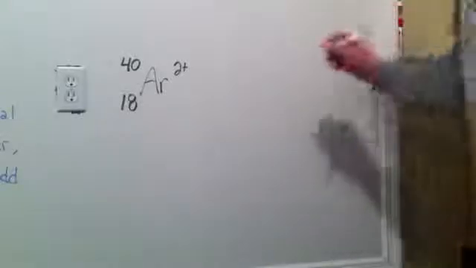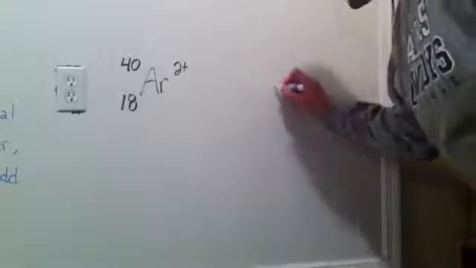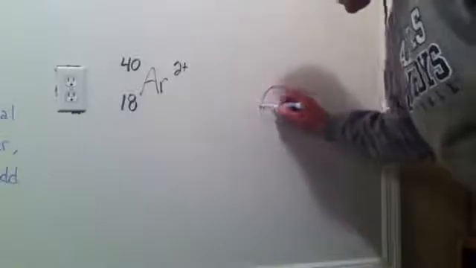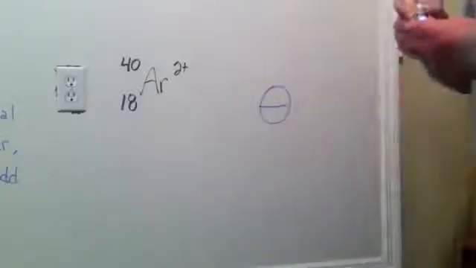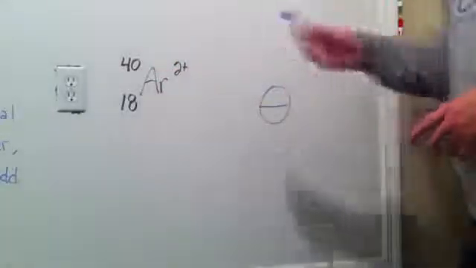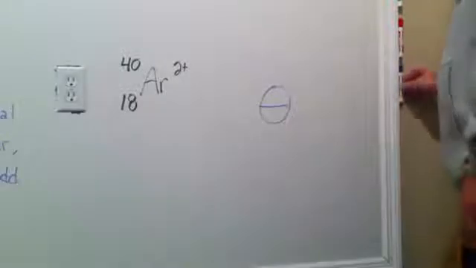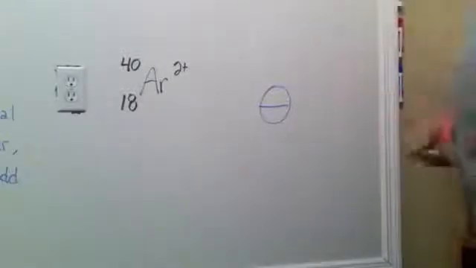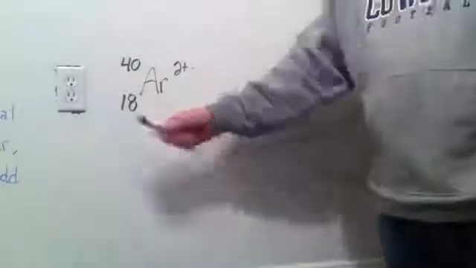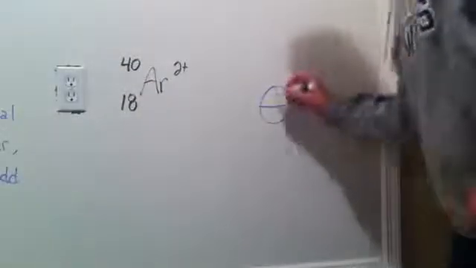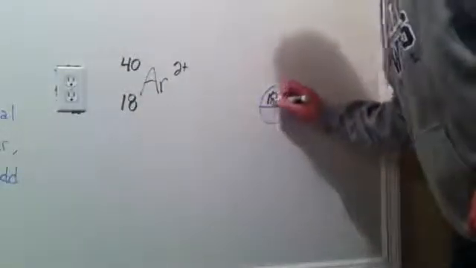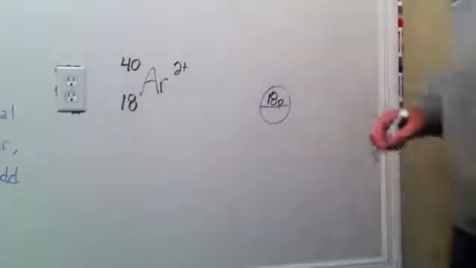Okay, thank you. So now we're going to take a look at the nucleus. This time I'm going to just tell the numbers. Instead of drawing all those individual dots, I'm going to just put the numbers in there. So we're going to take a look at the number of protons. The number of protons is equal to my atomic number. 18. So I've got to put 18p in the top half of that nucleus.